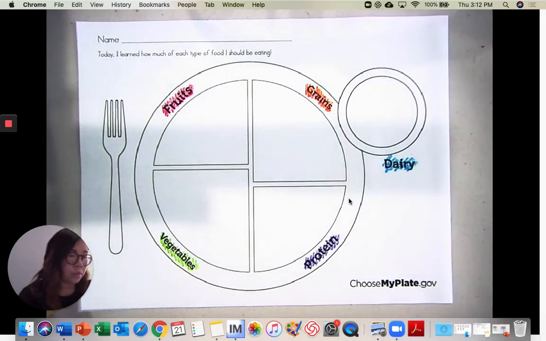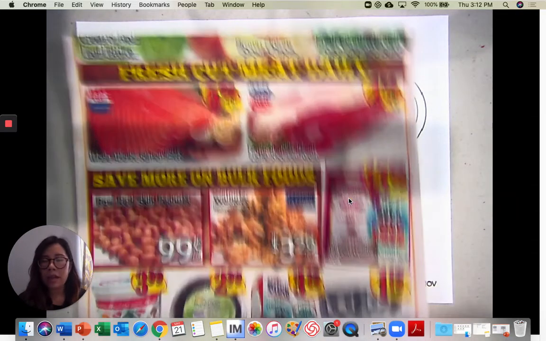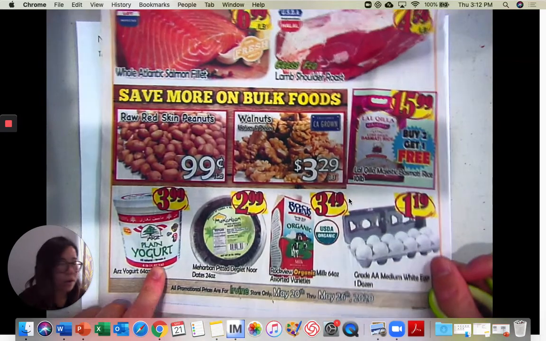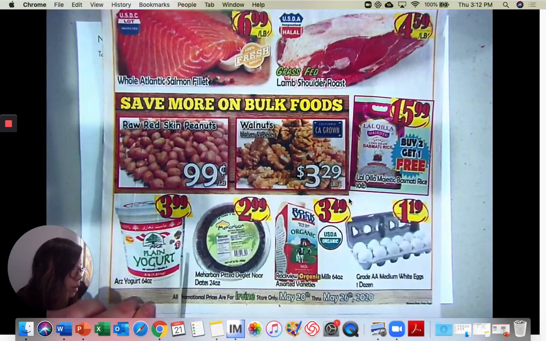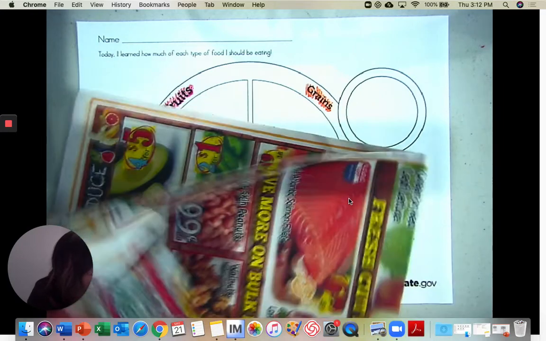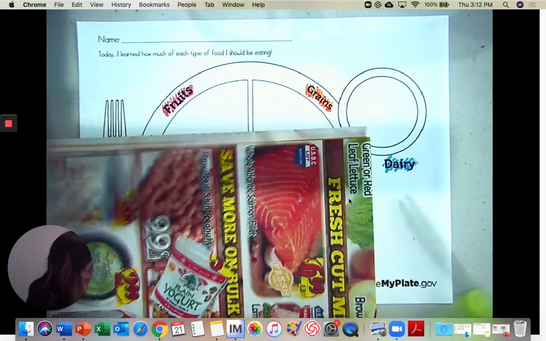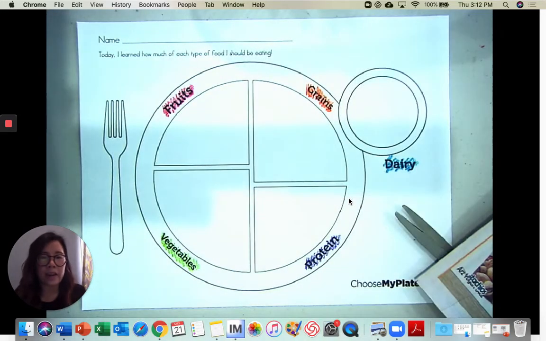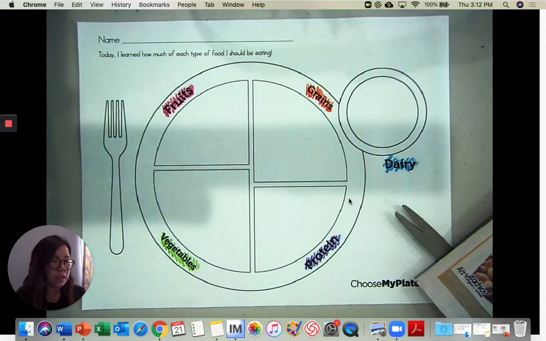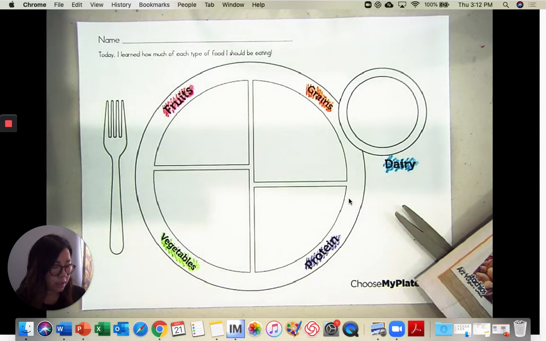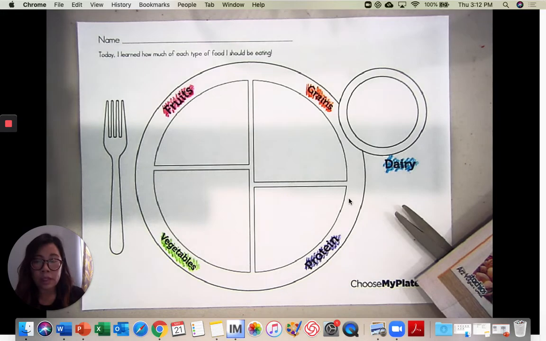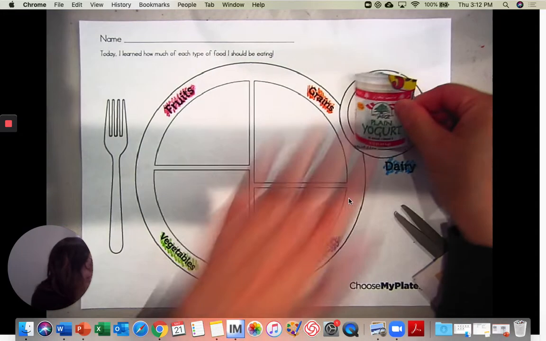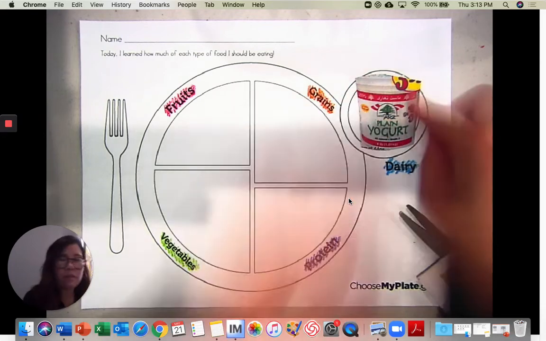So I see one right here. I see something really healthy that could belong into the dairy. So I see some yogurt. So I'm going to cut my yogurt out and I'm going to glue it into my dairy. So you're going to kind of be like a little 5 food groups detective when you're using your ads to find your food groups. So here I have something for dairy.